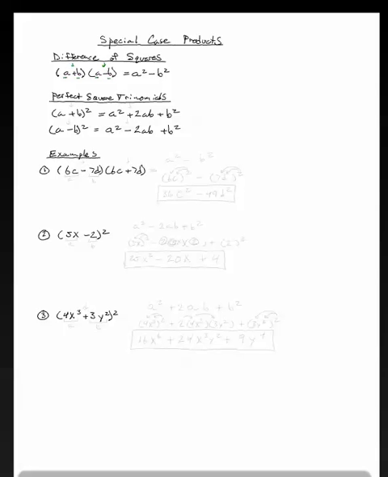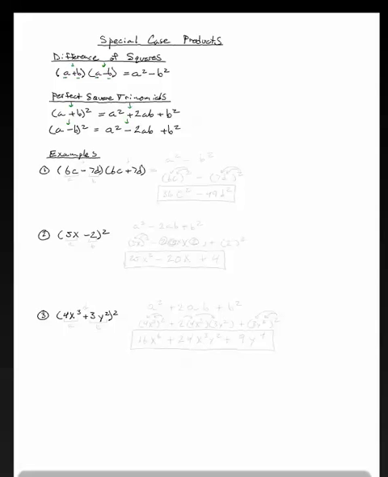So if we have a binomial a plus b that's being squared, if it's addition, then we get a squared plus 2 times a times b plus b squared. And if it's subtraction, so a minus b squared, then we get a squared minus 2ab plus b squared. So notice that the only difference is that if we're adding, then the first operation is addition, and if we're subtracting, then that first operation becomes subtraction. It's the only difference between the two formulas.